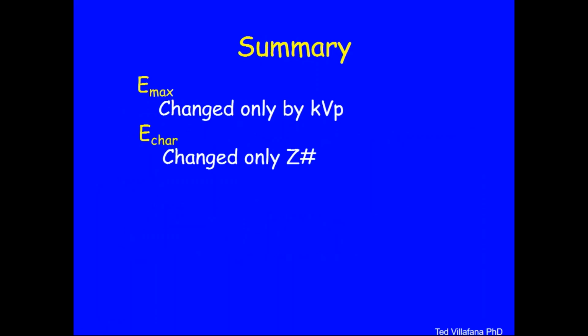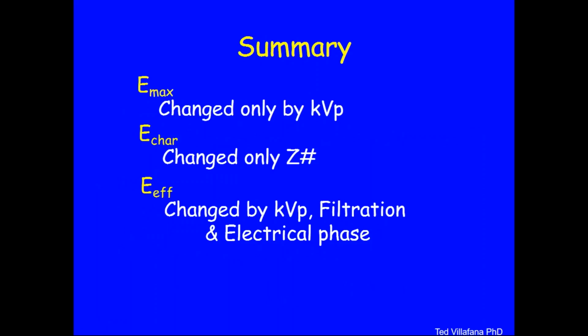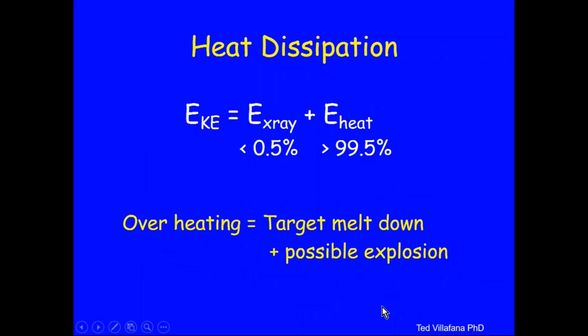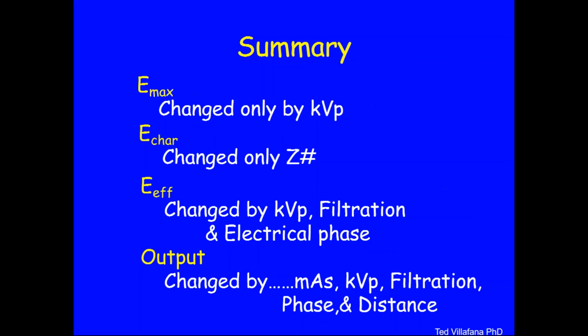So summarizing all of this, Emax is changed only by the voltage. Characteristic radiation is only changed by atomic number. The effective energy is changed by the voltages. You know, that's the energy. So your voltages come in, the filtration comes in, the electrical phase comes in, and then the output is changed by, as we've seen now, the MAS, the voltage, the filtration, the phase and the distance. Oops, went a little too fast there.